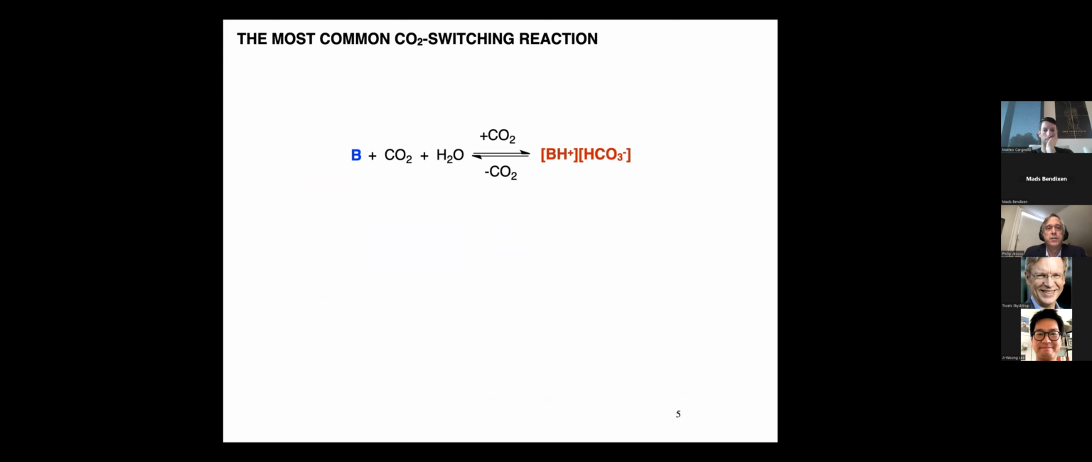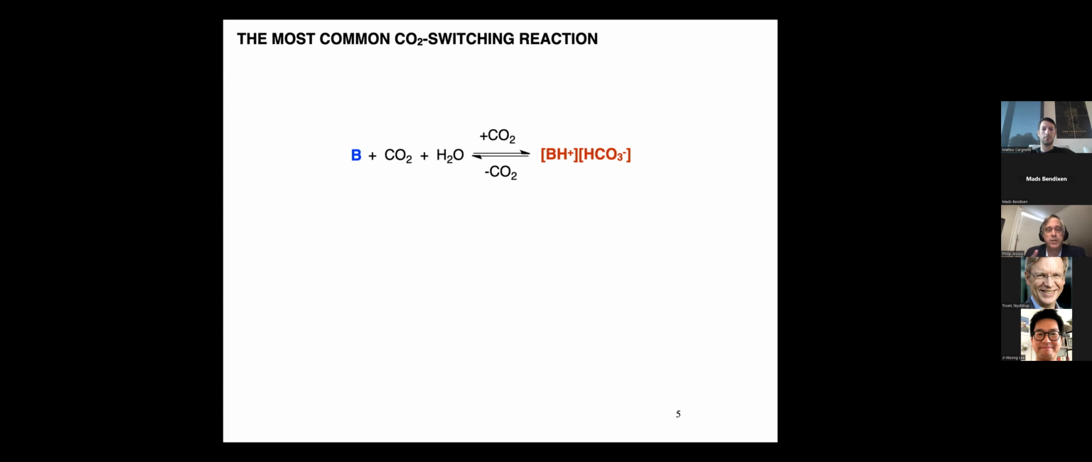So what is a CO2 switching reaction? Well, there's many of them, but this is the one that's most commonly used. You have a basic material, which could be an amine. That's the most popular choice, but it could also be something like a phenolate anion or a carboxylate anion. But let's stick with amines for the moment because that's the most popular choice.